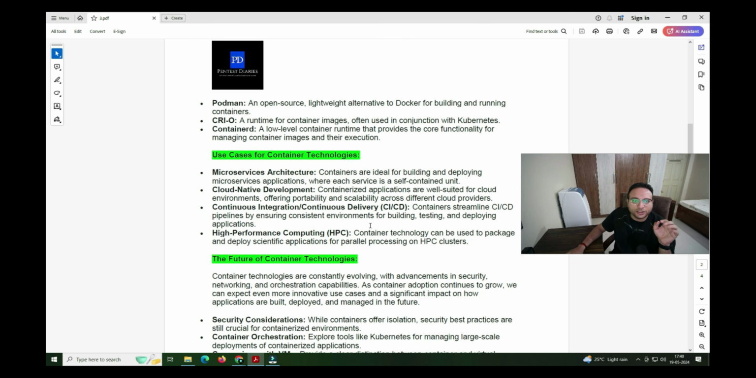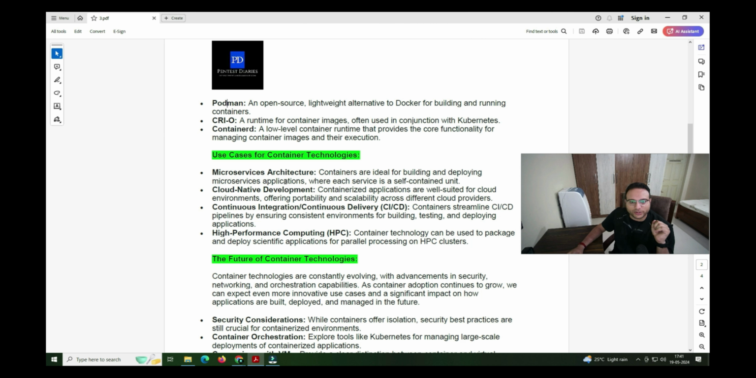Now talking about the use cases for container technologies. It's not a bit complicated, similar to what we discussed when talking about the differences with VMs. Microservices architecture is one thing, cloud native development is another, continuous integration and CI/CD pipeline, which is most important at the time of DevSecOps. We are talking about CI/CD pipeline everywhere, so we utilize containers there too, and high performance computing. So these are the four use cases where we are utilizing container technologies a lot.